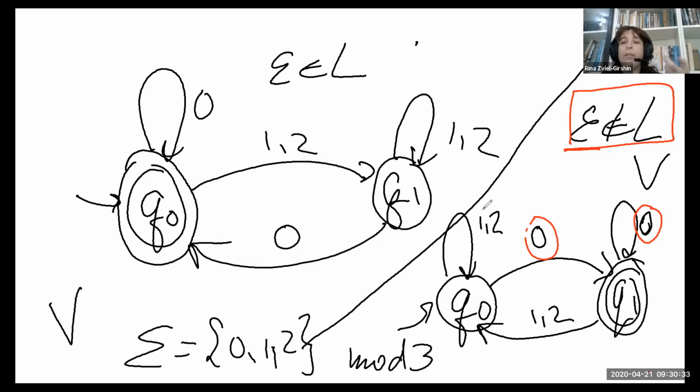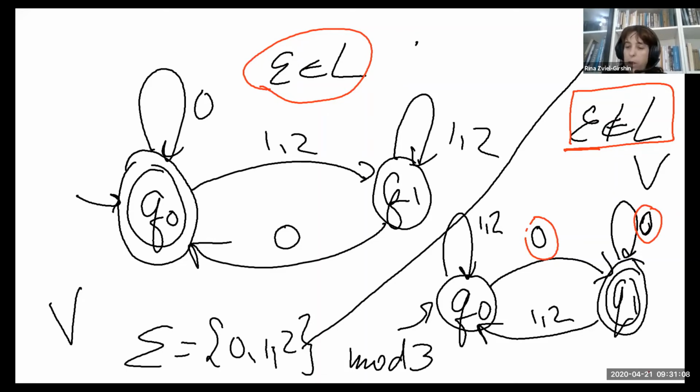So basically we have, once again, only 2 states. We have only 2 possibilities: does the word end with 0 or does it not end with 0? But now we have different solutions, because in the first case, epsilon was a legal word and we should accept it. In the second case, epsilon was not a legal word. Is it clear? Any questions?